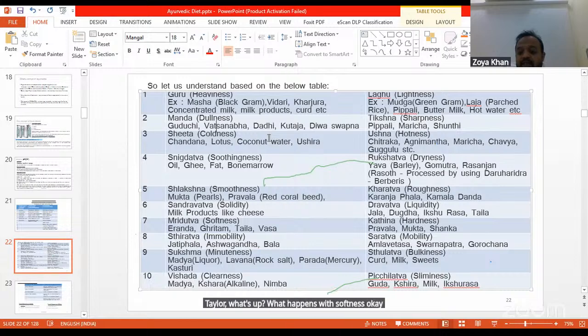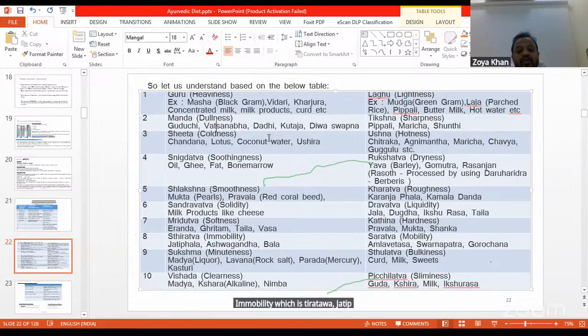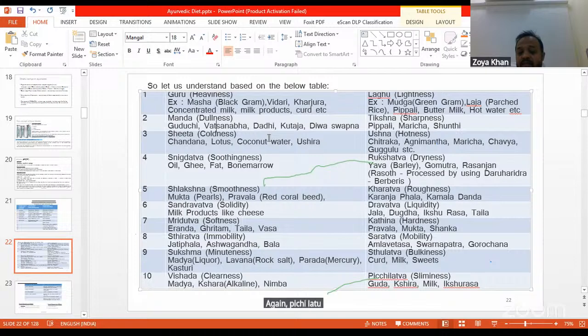Kathina, which is hardness: Pravala, Mukta, Shankha. Immobility, which is Tiratva: Jati Phala, Ashwagandha, Bala. Saratva, which is mobility: Amla Vetasa, Swarna Patra, Gorochana. Sukshma, which is minuteness, happens with Madhya, which is liquor, lavana, rock salt, parada, mercury, kasturi. And bulkiness happens with food intake having curd, milk, sweets. Vishada, clearness: madhya, kshara, which is alkaline, nimba. Pichilatva, which is sliminess: guda, kshira, milk, ikshurasa.